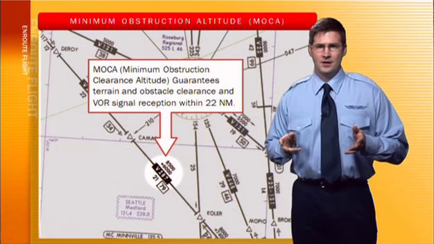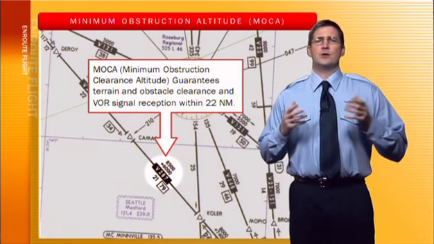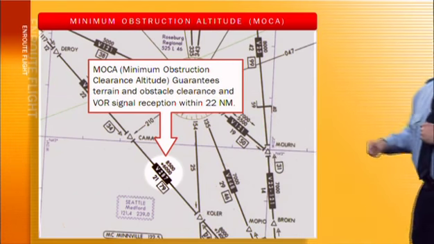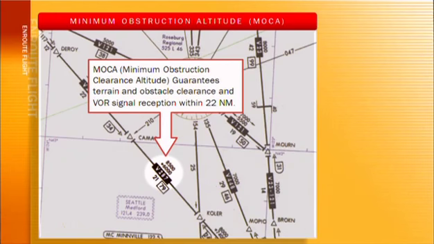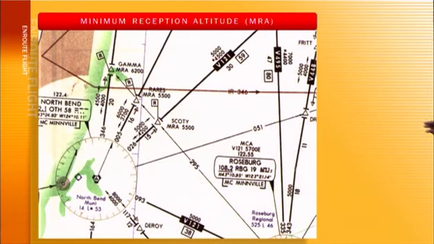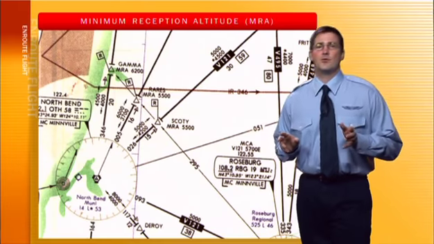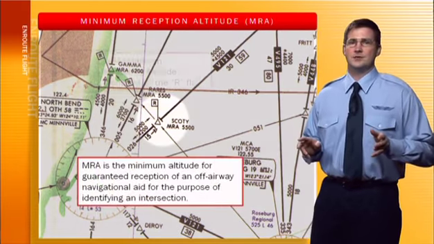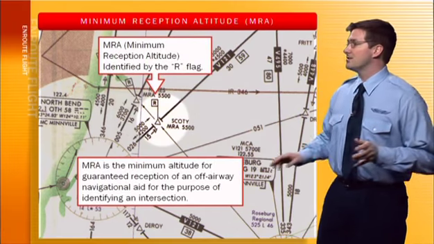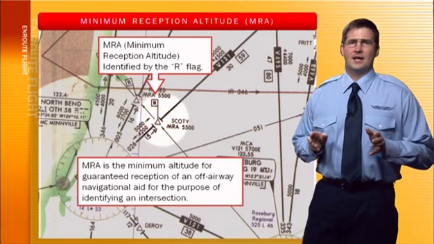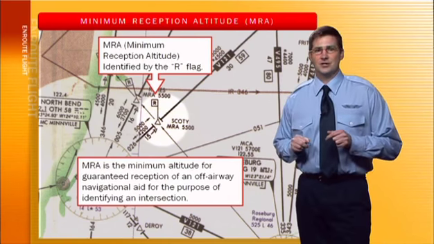miles of a VOR. MOCAs are used in emergencies when you encounter in-flight icing, as an example, and need a lower altitude. The MOCA gives you a safe option to descend and continue at a lower level, knowing you are still safely above en route obstacles. When aircraft must be at different altitudes to guarantee radio reception, a minimum reception altitude, or MRA, is used. An MRA is shown with this flag that you see right here. The MRA guarantees the pilot can receive an off-airway navigational signal.